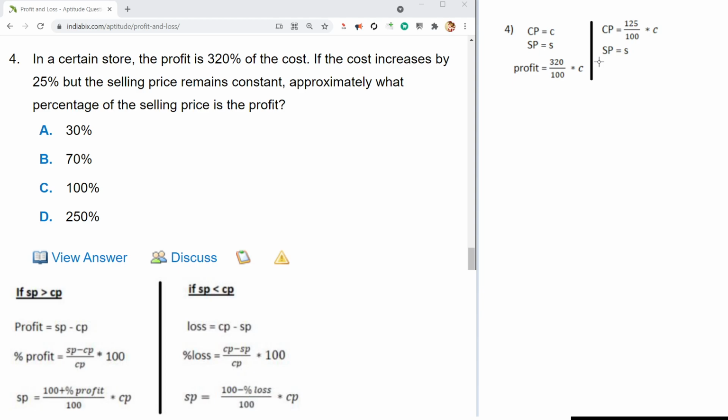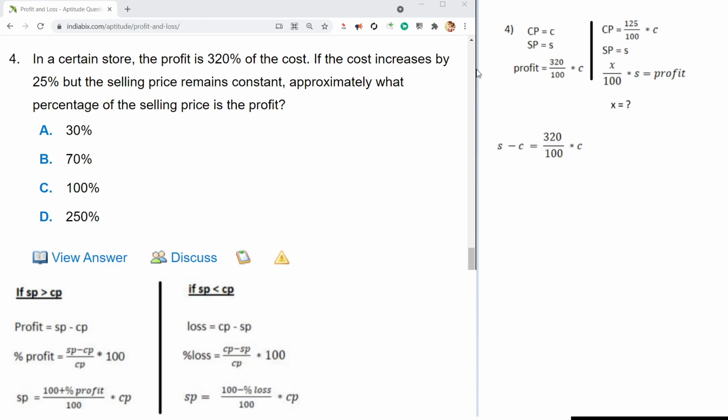Let us assume X percentage of selling price is profit. Then X by 100 into selling price S equals P. X by 100 into S is equal to profit. We know the profit formula: profit is equal to SP minus CP. Here we need to find out the X value.